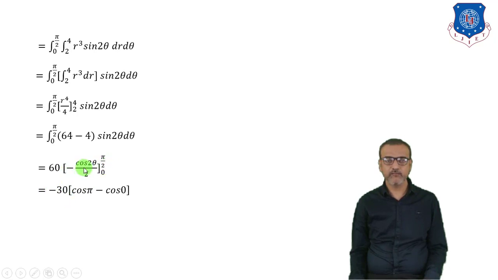Now for the upper limit pi by 2, it becomes cos 2 into pi by 2, so the 2 will cancel out, and it is cos pi. Then after the minus sign, replacing theta by 0, it is cos 0. Now this is equal to minus 30 times the bracket, and the value of cos pi is minus 1 and the value of cos 0 is 1. Minus 1 minus 1, the result is minus 2. Now we multiply this minus 2 by minus 30, so the result is 60. So this is the answer of the given double integration.